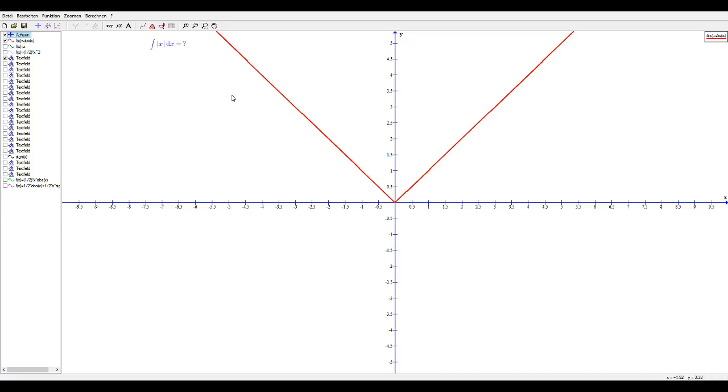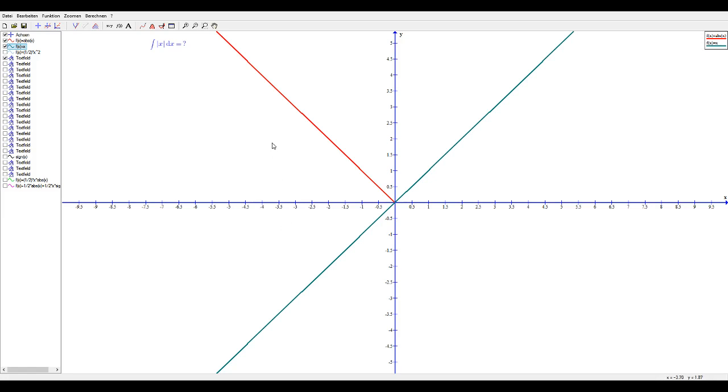Hello, let us try to integrate the absolute value of x. And the absolute value of x really is the same thing as just plain x, except that if x is smaller than 0, then you take minus x instead. You can compare the graphs for the functions. I mean, the absolute value of x and x are the same thing, but this part here, where x is smaller than 0, is flipped around the x-axis.